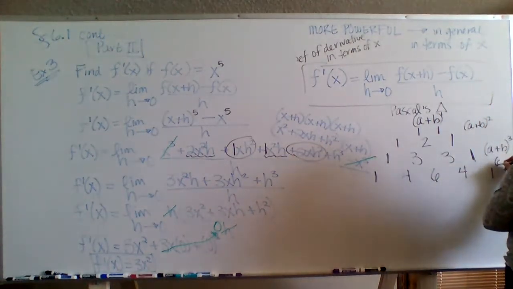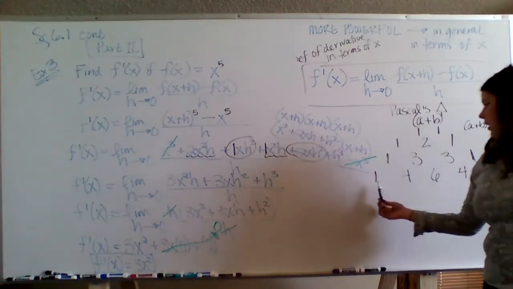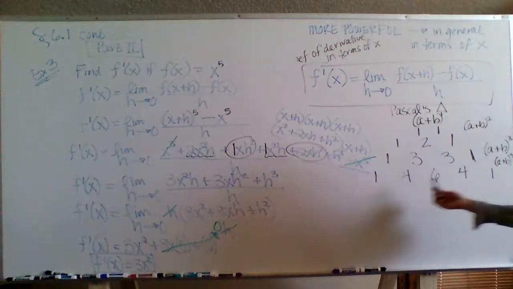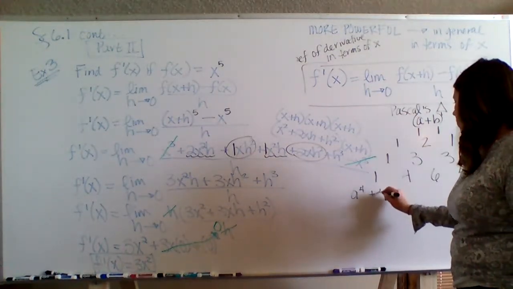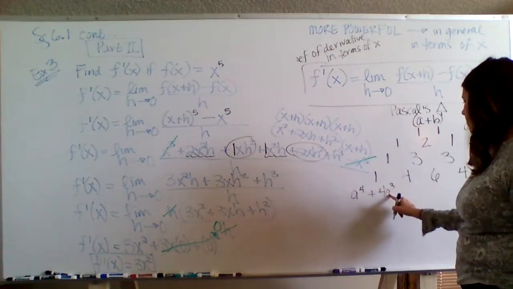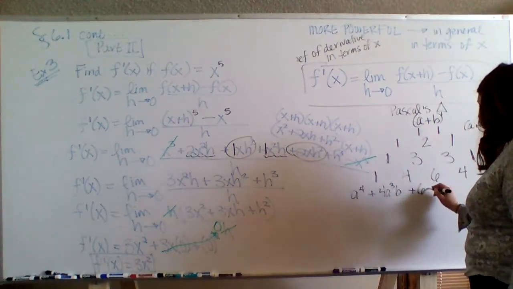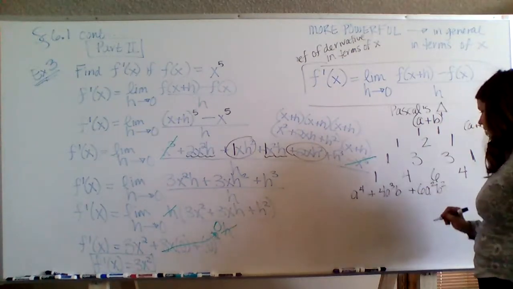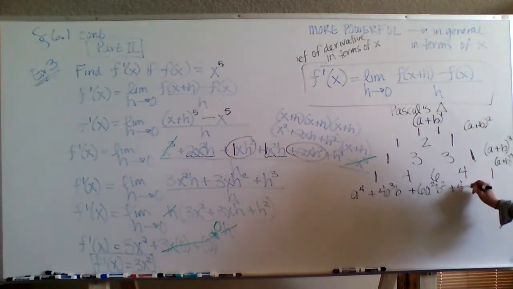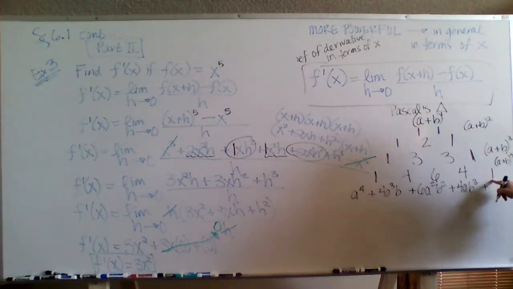So if I were expanding (a plus b) to the 4th, or whatever the letters would be, it would be a to the 4th, just one of them, plus 4a cubed b, because this is going to go down in power, with a 1 as the coefficient. Then 6 as a coefficient, a squared b squared, this one's going down, this one's building up. Then 4, a to the 1st going down in power, b to the 3rd, and then this would be a 1, b to the 4th. That's how it really goes.